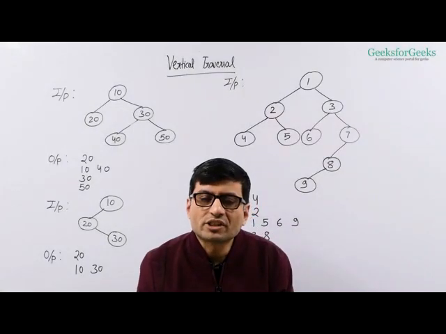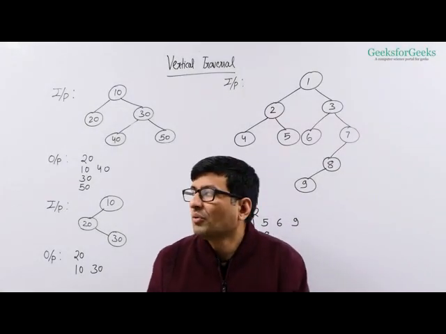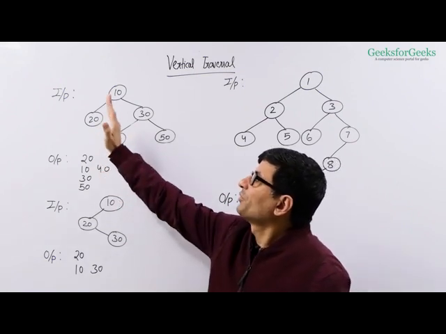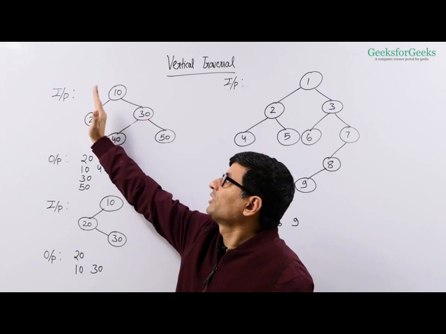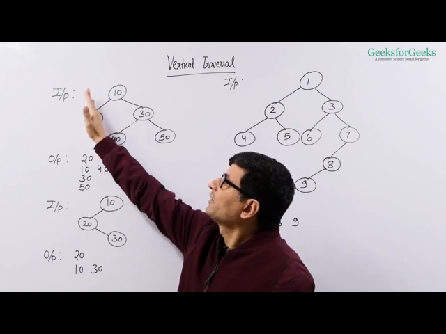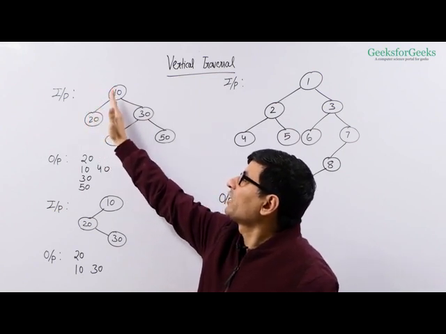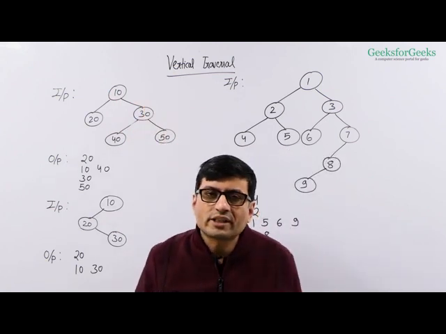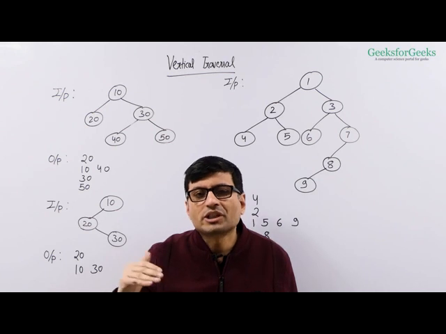Let us see vertical traversal of binary tree. We need to traverse the binary tree in the vertical form. So we need to print the nodes that are on the leftmost vertical line, then the next vertical line, the next vertical line, then the rightmost vertical line. How do we decide that two nodes are falling into the same vertical line?